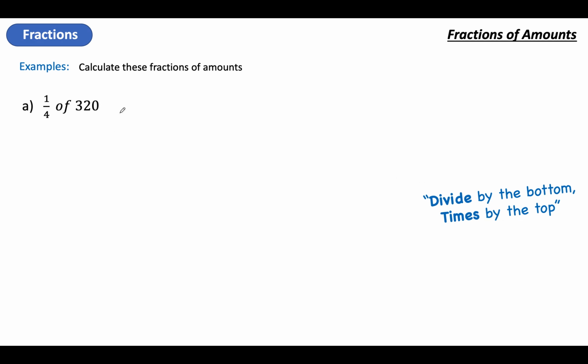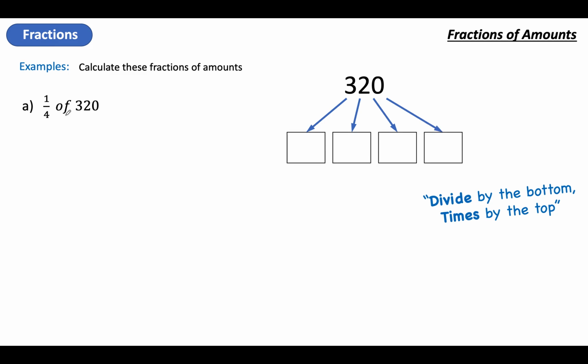Let's work out 1/4 of 320. Well, the first thing I'll do is explain what on earth we actually mean by that. You might even be able to calculate it, but let's look at what it actually means. It means take 320 and split it. If I've got to find a quarter, I'm splitting it into 4 equal pieces.